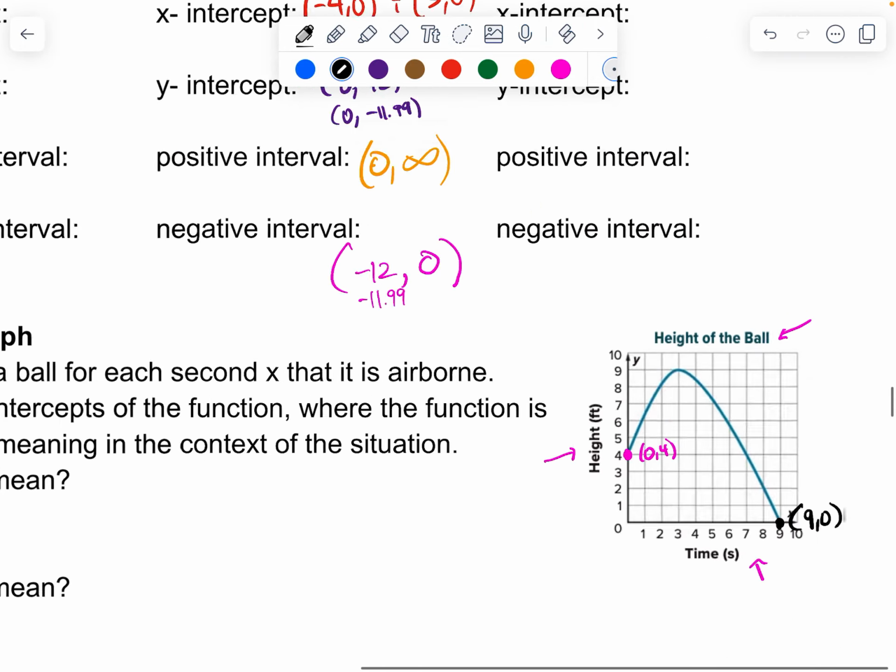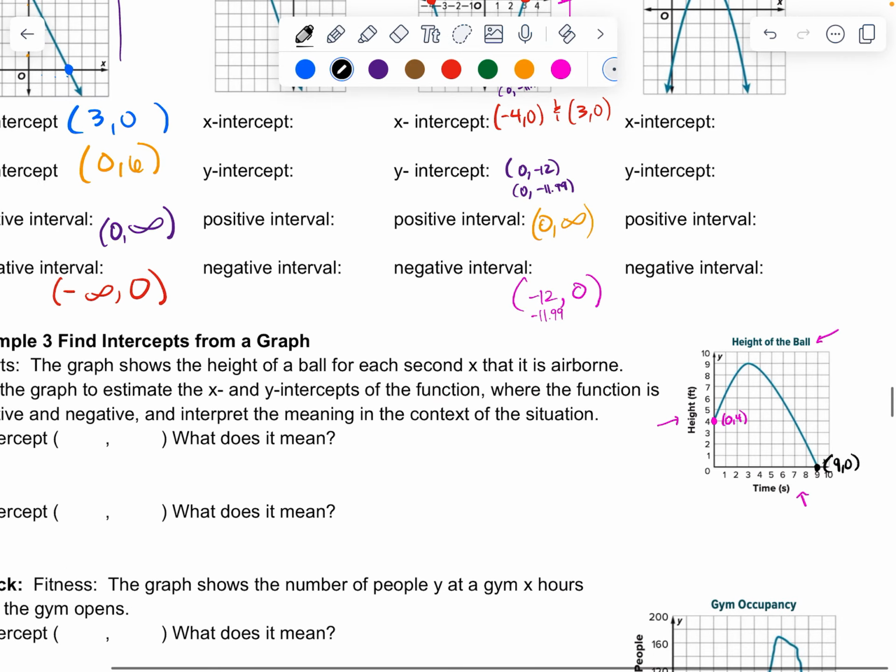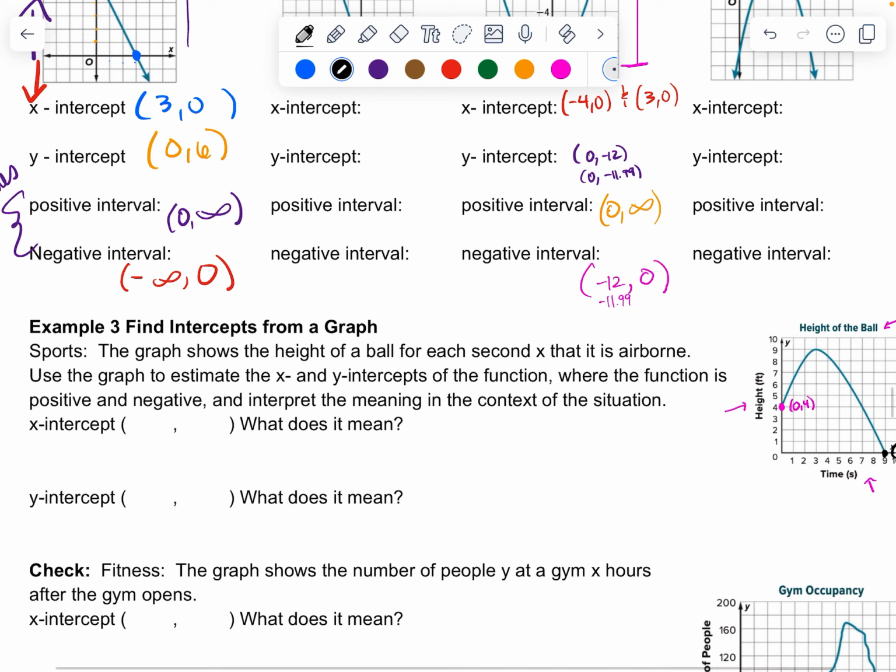So let's come over here. It says, the graph shows the height of the ball for each second x that it is airborne. Use the graph to estimate the x and y-intercepts of the function, where the function is positive and negative.